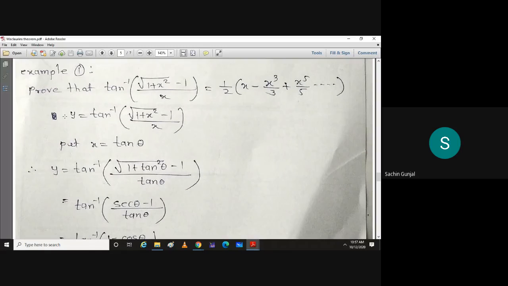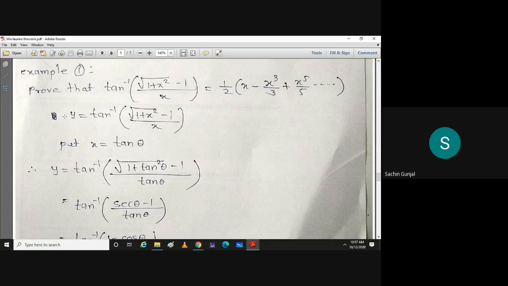let us find some series expansions using substitution. We have seen a similar problem in nth derivative. The question was to find the nth derivative of tan inverse of under root 1 plus x square minus 1 upon x. Now the question is to prove that the series expansion of tan inverse of under root 1 plus x square minus 1 upon x is 1 by 2 into x minus x cubed by 3 plus x raised to 5 by 5 minus x raised to 7 by 7 and so on.